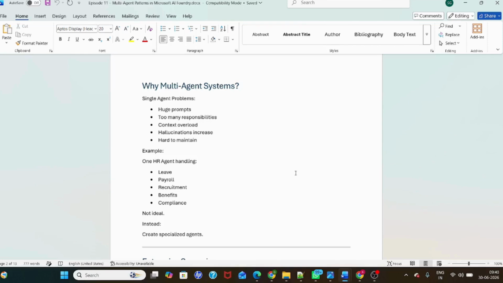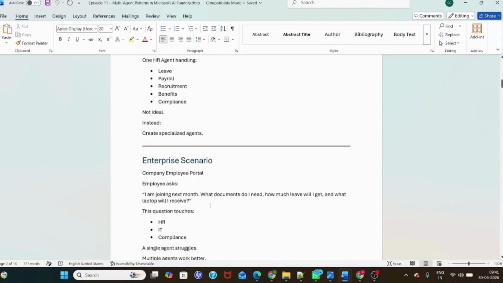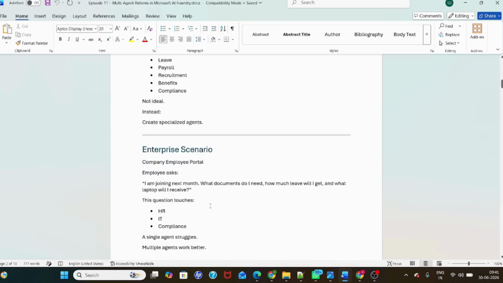But if you make a specialized agent, like an HR agent, it will only check leave and payroll. Similarly, the IT agent will take only hardware and software issues. That will be better. So instead, you should use specialized agents. And when there are multiple agents, you need collaboration and agent delegation.